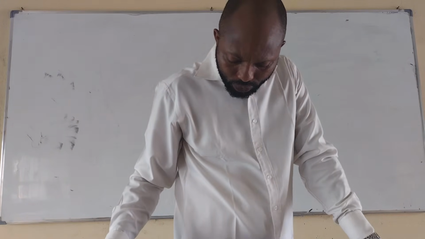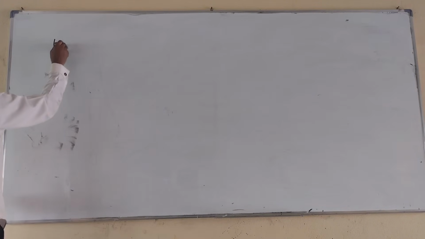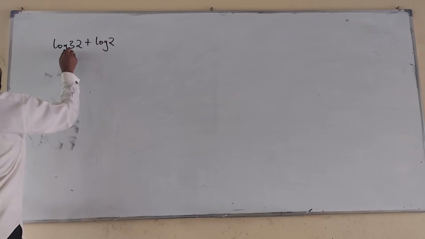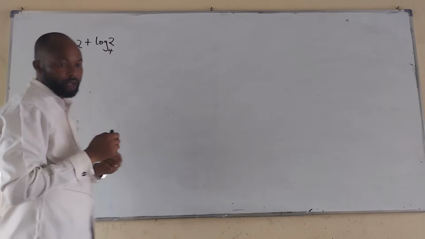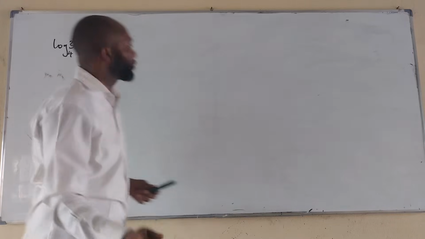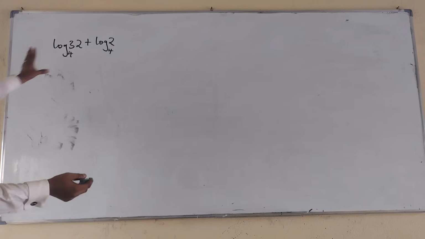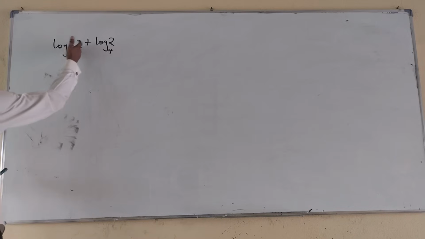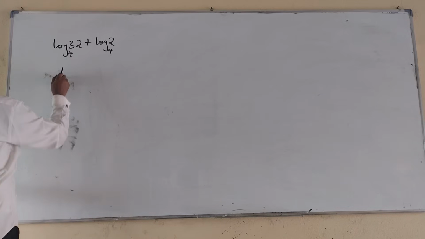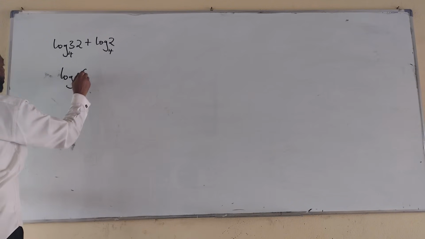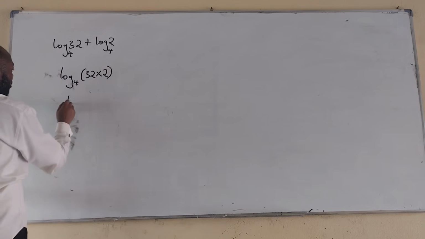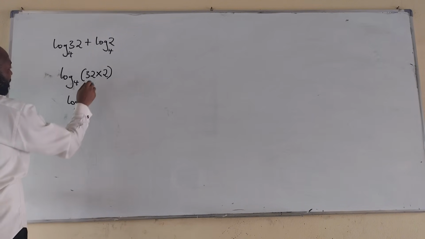Log 32 plus log 2, I think, in base 4. Let me be certain. Base 4. The addition law says when this happens, we should multiply the logs. So I now have the common log, which is log in base 4, open bracket 32 times 2. That is what it says. So log in base 4, this is 64.